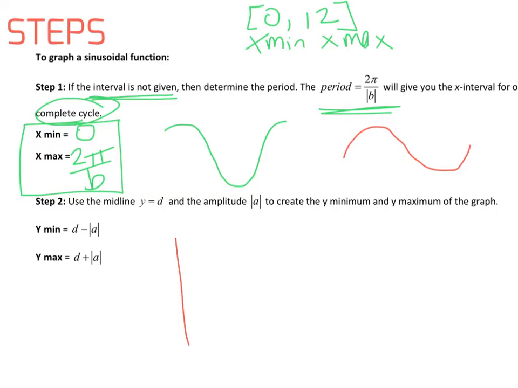And the height of a cosine and sine curve is based off of the midline and the amplitude. So say I had a midline of 10 and an amplitude of 5. My maximum would happen at 15 and my minimum would happen at 5, because I'm adding 5 and then subtracting 5 from 10. And that's what this formula is right here.